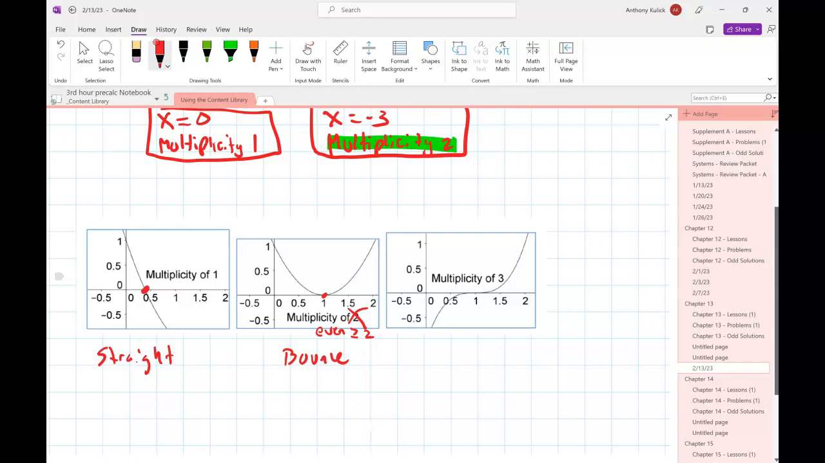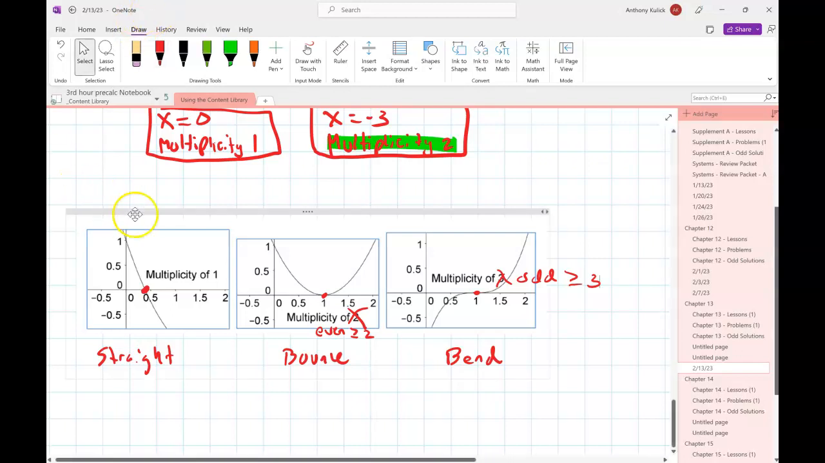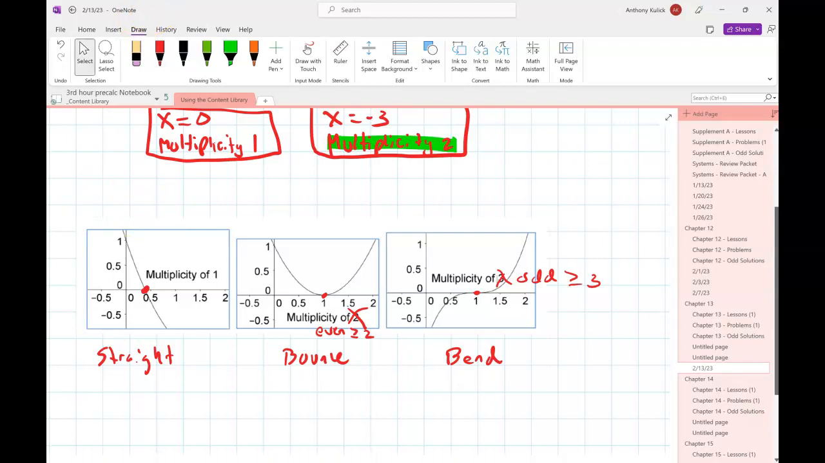And then if there's one like this where it's like half of the parabola and then the opposite side of the parabola, each on either side of the x-axis, this is called a bend. And it's not multiplicity 3, it's multiplicity that's odd, greater than or equal to 3. So 3 times, 5 times, 7 times, 12 times? No, but 13 times, maybe. Okay, we'll stop here and then come back more after lunch.